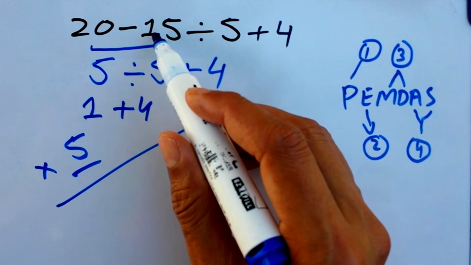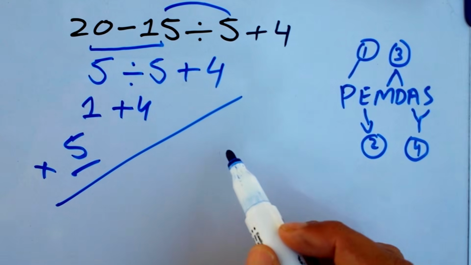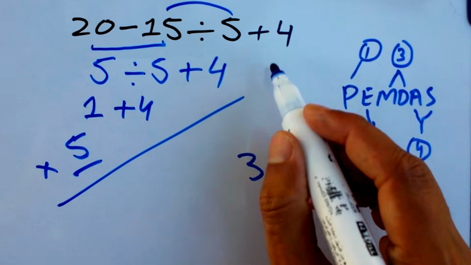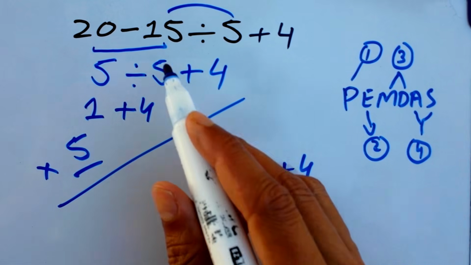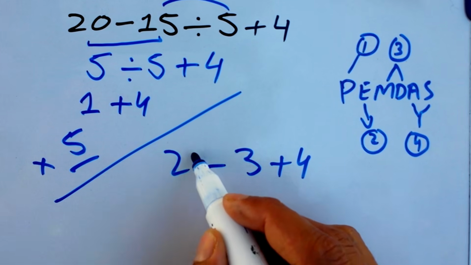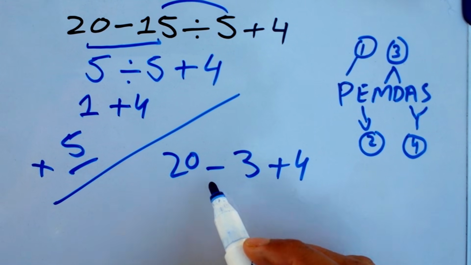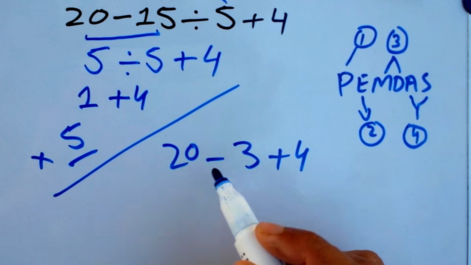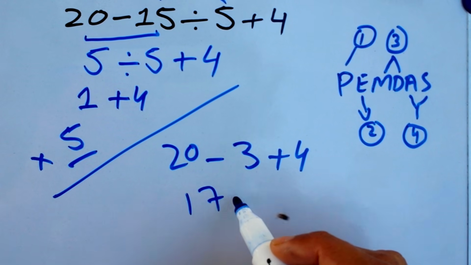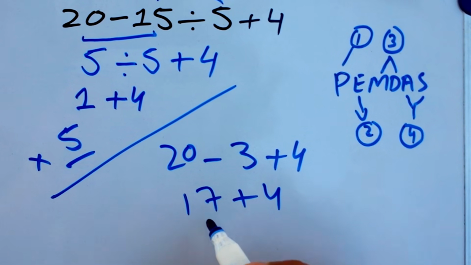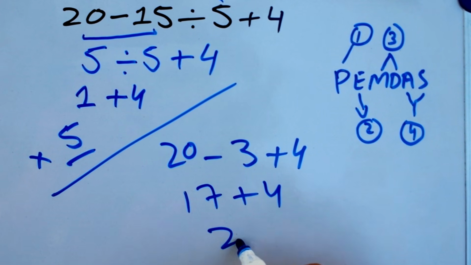So division first. So 15 divided by 5 equals 3, plus 4 and minus 20. Now subtraction and addition same level, left to right. So 20 minus 3 equals 17, plus 4. 17 plus 4 equals 21.